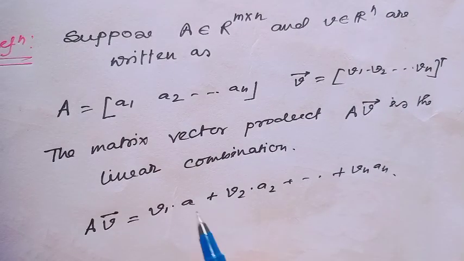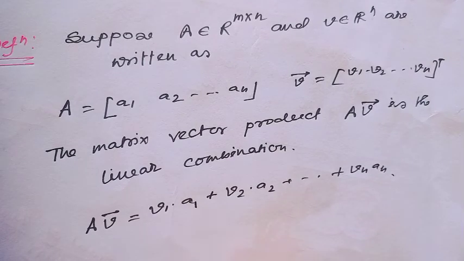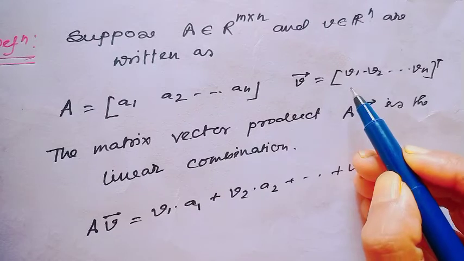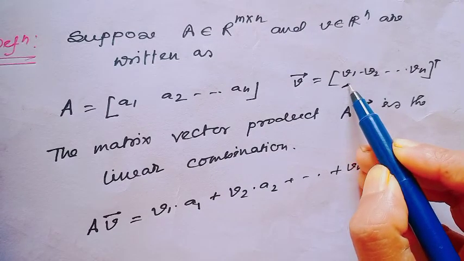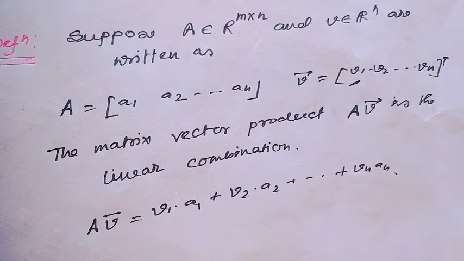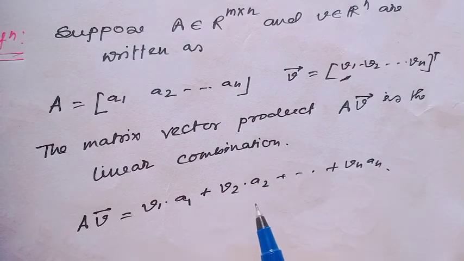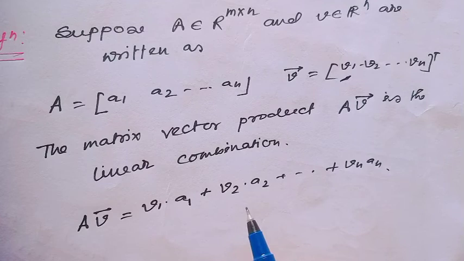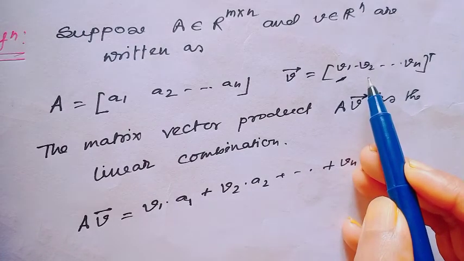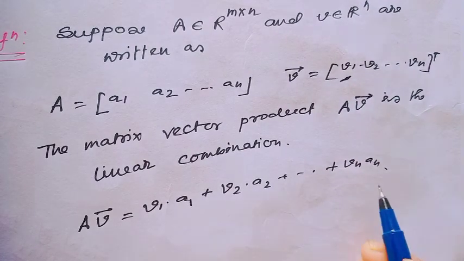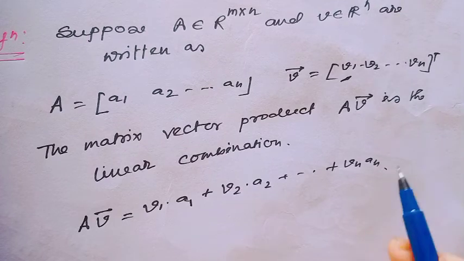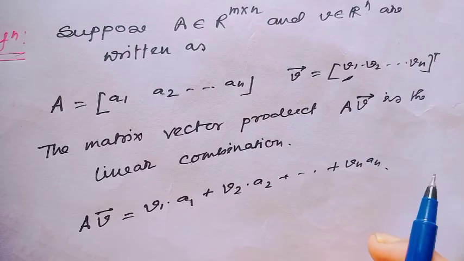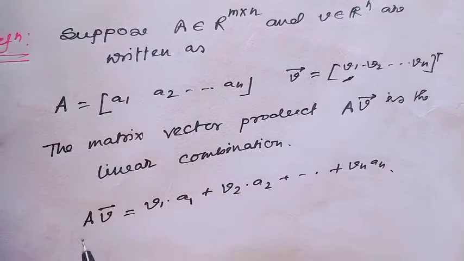V1 times A1, where A1 is the first column vector and V1 is the scalar, the first component of the vector V. Then A2 scaled by the component V2. Similarly, the vector An scaled by Vn.